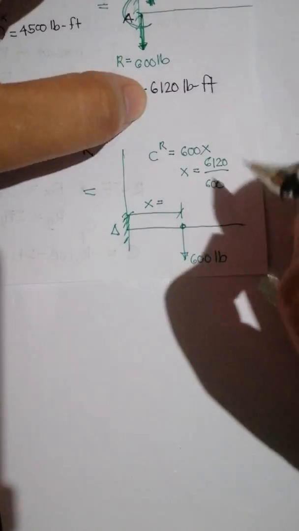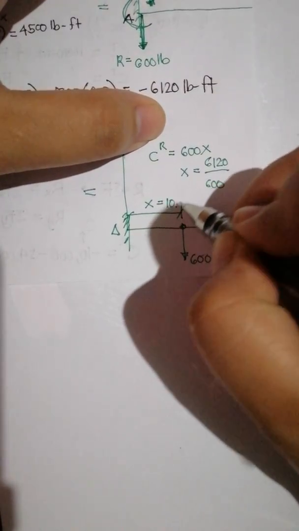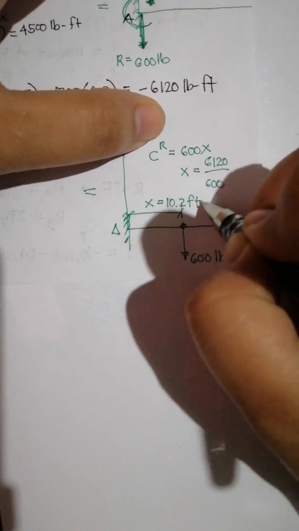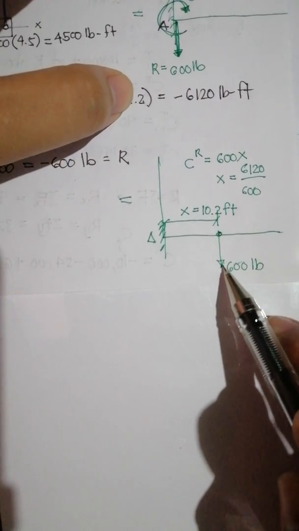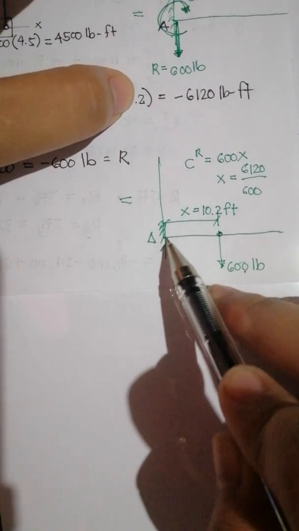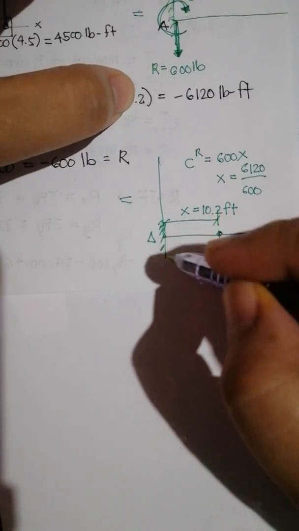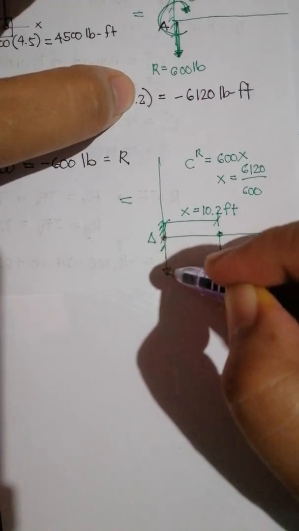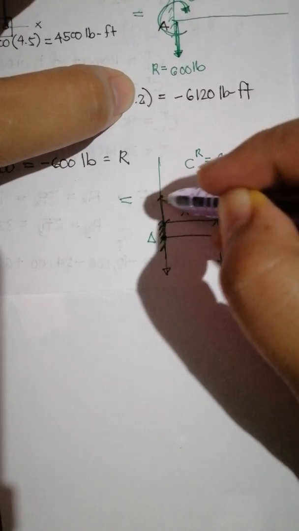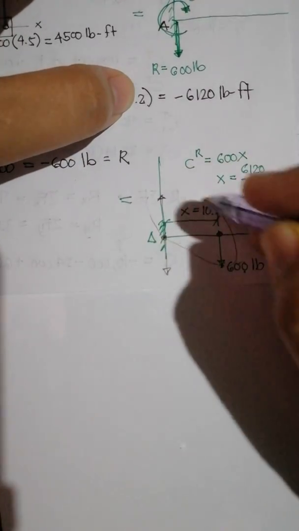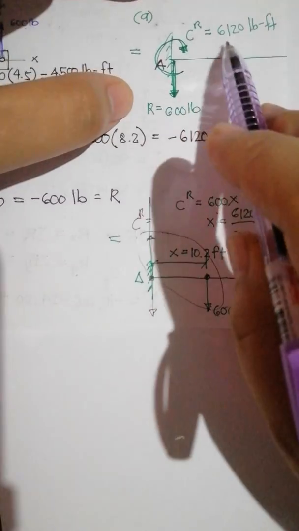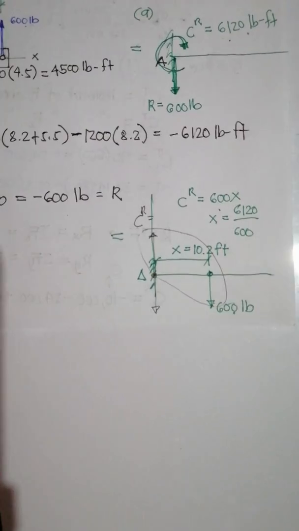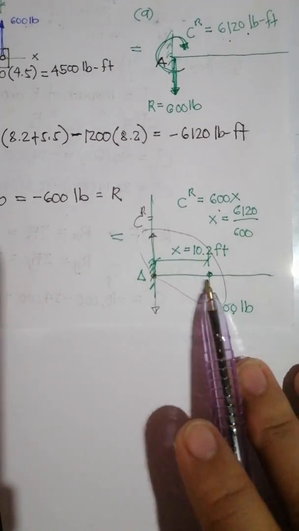We have to move it by 10.2 feet. Okay? Because if we return the 600 pound resultant force here to A, what will happen is, we have it here, then we have to form a couple of transfer, which is this one. And this couple of transfer should be equal to the resultant couple, which is equal to 6,120. Okay? So we just reversed the changing of line of action of a force.